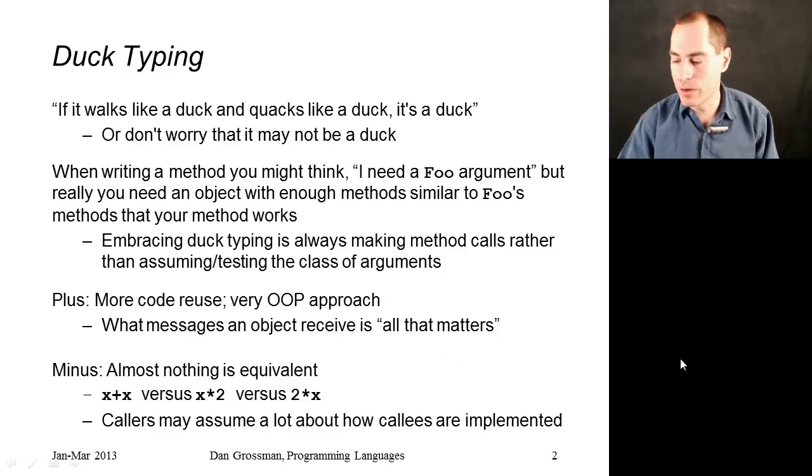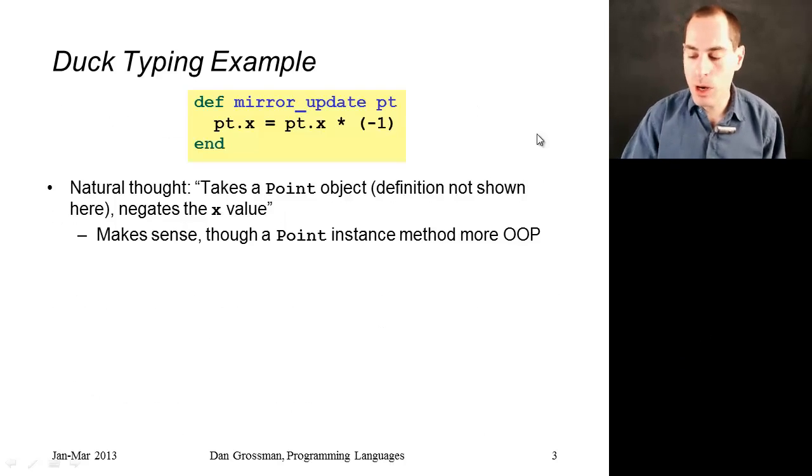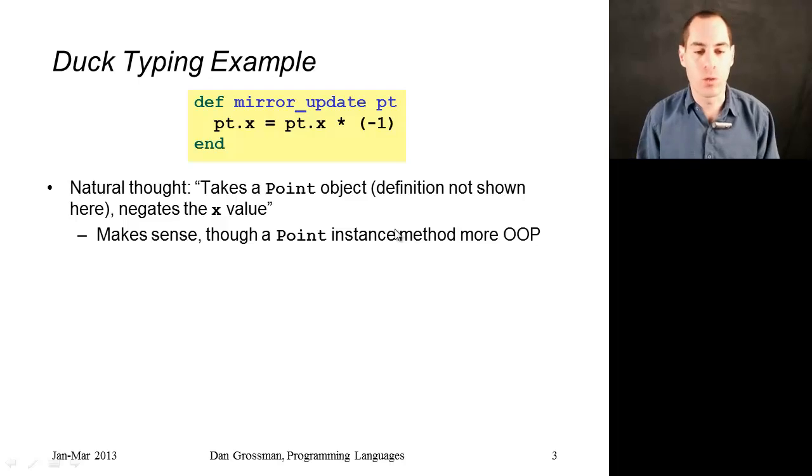So let me show an example of this just here on the slide. Suppose there was some class out there for points in the plane. So they had an x coordinate and a y coordinate. And suppose we wanted to be able to mirror a point. So we want to update a point to change its x coordinate to its negation while leaving its y coordinate alone. This is what happens when you look at a mirror, if you will. And OOP style would actually make a mirror update method be a method of the point class. But for sake of example, suppose instead I just have this helper method that takes in a point and changes it. So it's point.x equals point.x times -1.